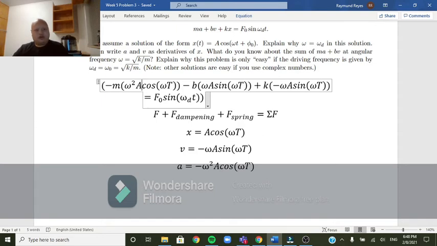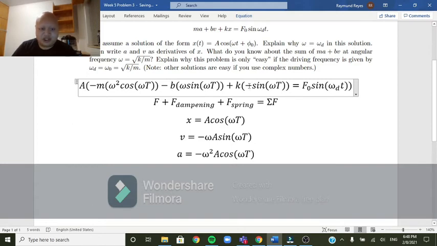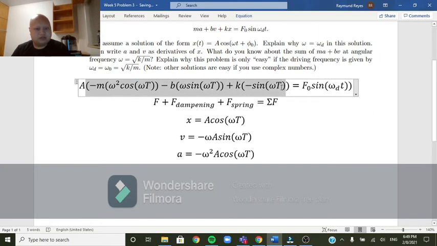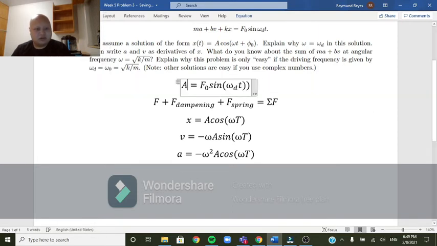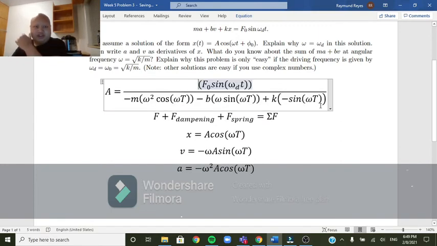But what we can do now is we're supposed to isolate A, which is the amplitude. So we can just factor out the A first, and put it outside the parentheses of this whole function that my mouse is hovering over right now. And then after that, you have to divide both sides by this conglomeration, and then you should get something similar to this.